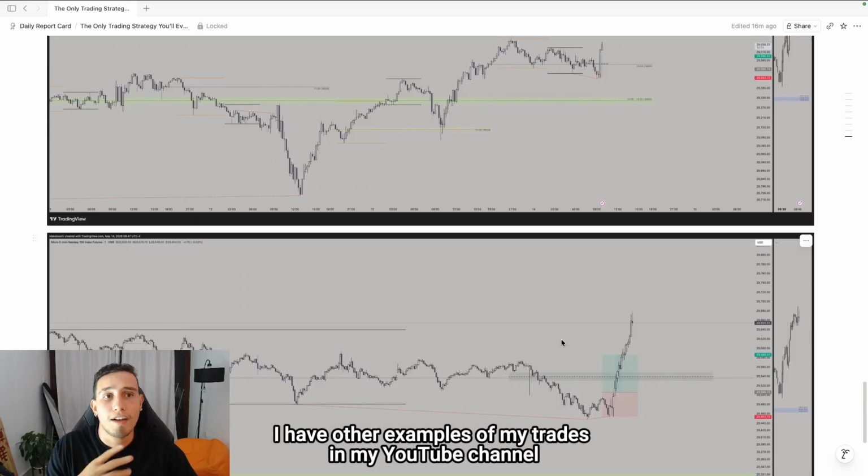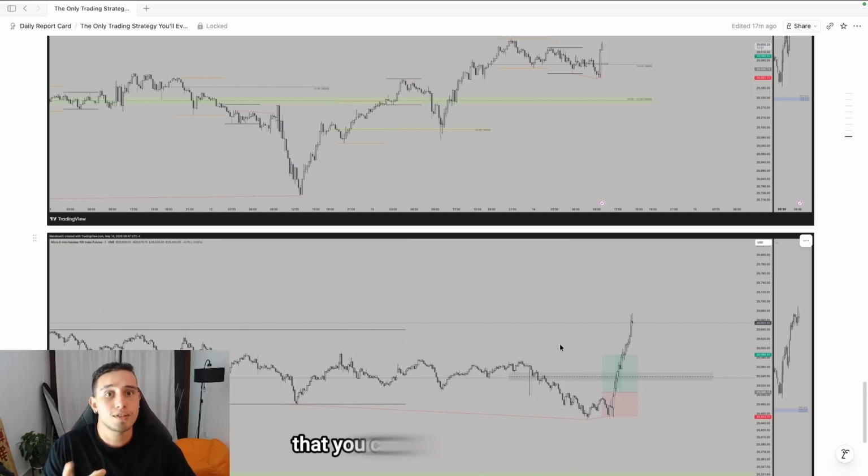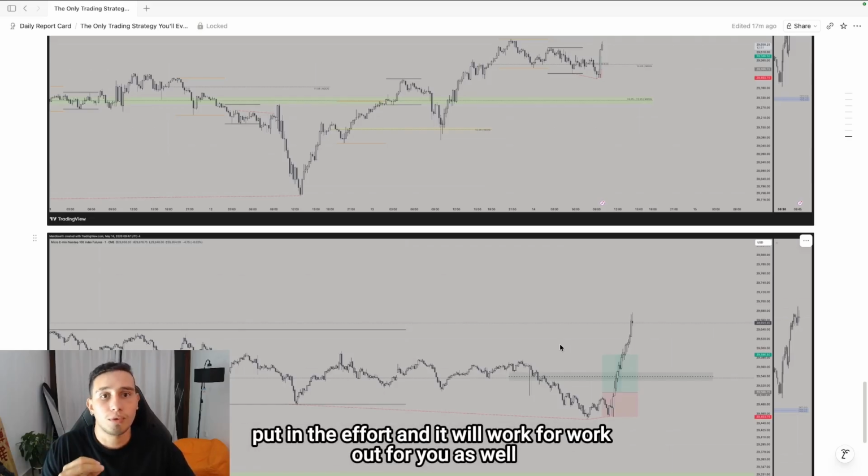Very simple. I have other examples of my trades on my YouTube channel that you can view, and I'll be posting more trade recaps, more proof that this works, that you can just put in the time, put in the effort, and it will work out for you as well.